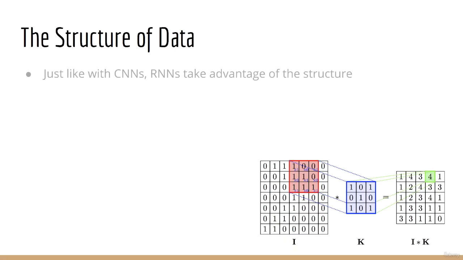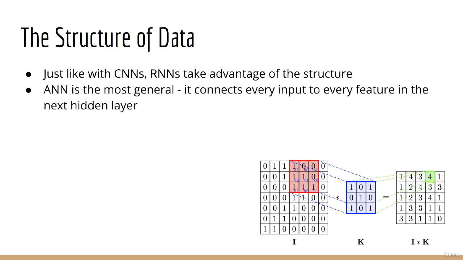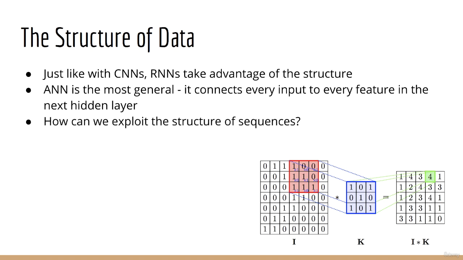As with CNNs, RNNs take advantage of the special structure of the data. An ANN is the most general. It just connects every input to every feature. Every feature, in other words, is directly composed of every single input. We know that for images, this is not really a great idea because we're actually looking for very tiny patterns relative to the full image. The question is, in what way can we exploit the structure of a sequence?